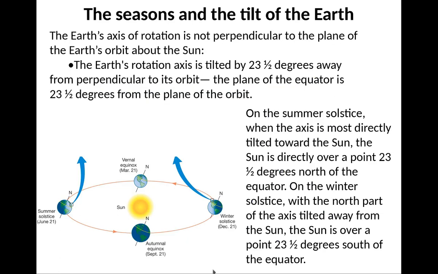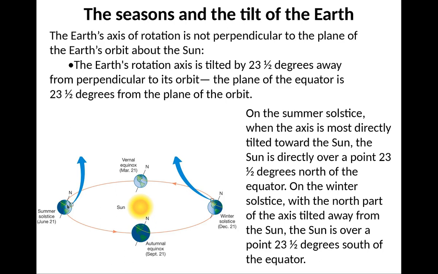Now let's talk a little about seasons. Seasons are the result of the tilt of the Earth. It turns out that the Earth's rotation axis is not perpendicular to the plane of the Earth's orbit around the sun. It's tilted by 23.5 degrees. So the plane of the equator, the celestial equator, or also the Earth's equator, is tilted 23 degrees relative to the orbit of the Earth.